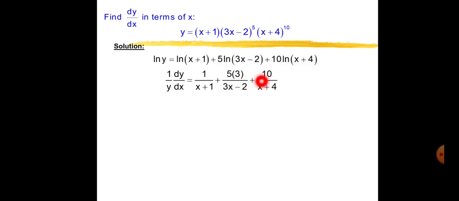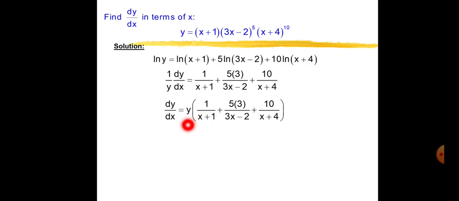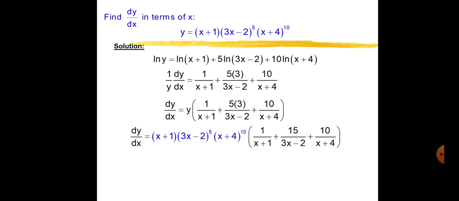10 times ln x plus 4. The derivative of ln x plus 4 is 1 over x plus 4 times the derivative of what's inside, which is 1. Now we have to find dy dx, so we have to multiply both sides by y. So we have dy dx equals y times this bracket, and you can substitute this y by these brackets if you want.